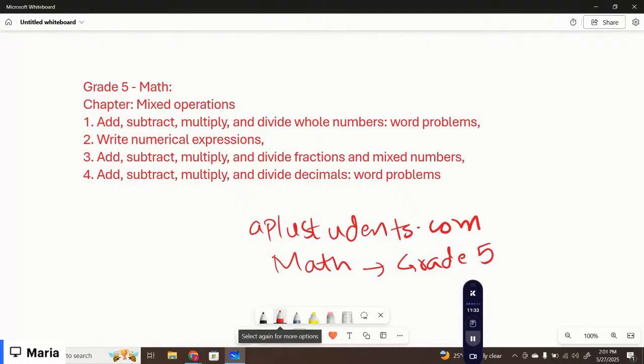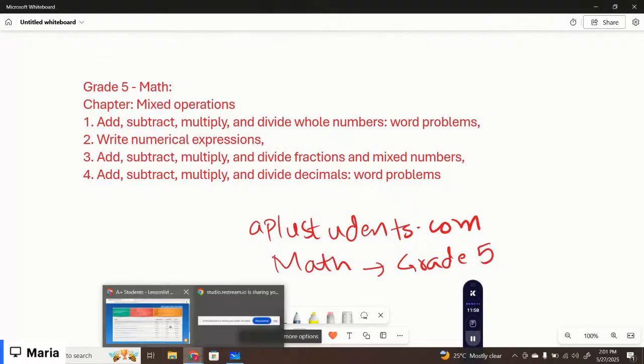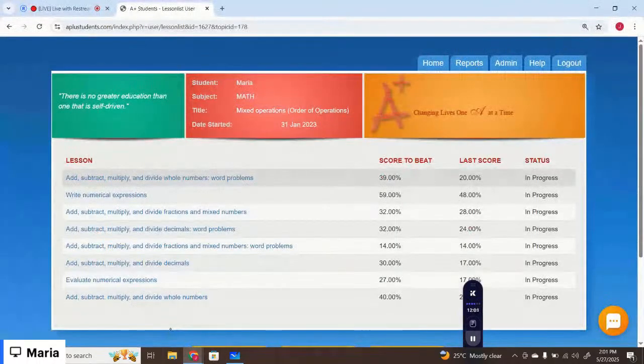Lessons begin with add, subtract, multiply, and divide whole numbers or problems. Write numerical expressions. Add, subtract, multiply, and divide fractions. Add, subtract, multiply, and divide decimal word problems. So please make sure you have your notebook and pencil so that you can note down the important examples and definitions as well.